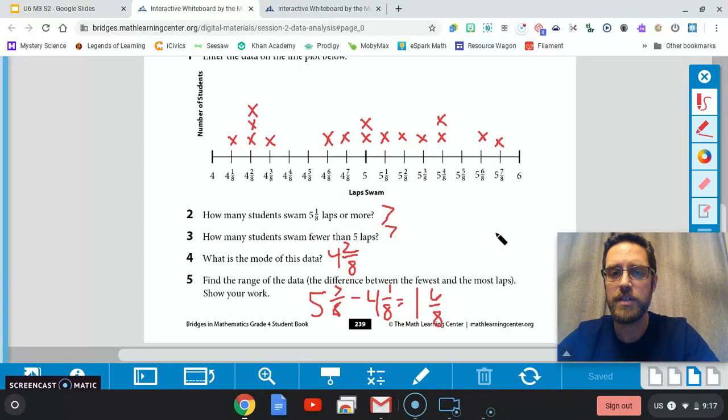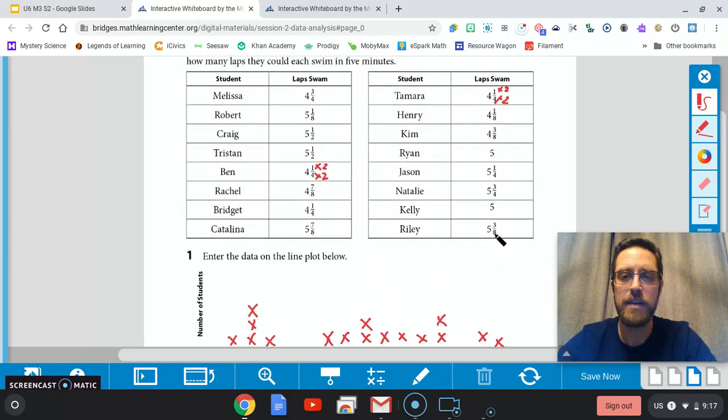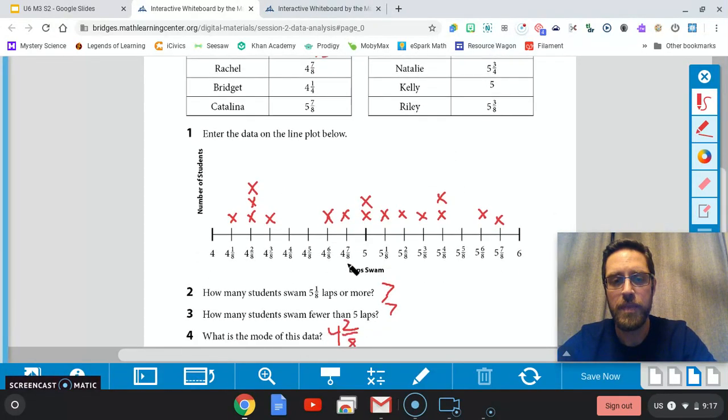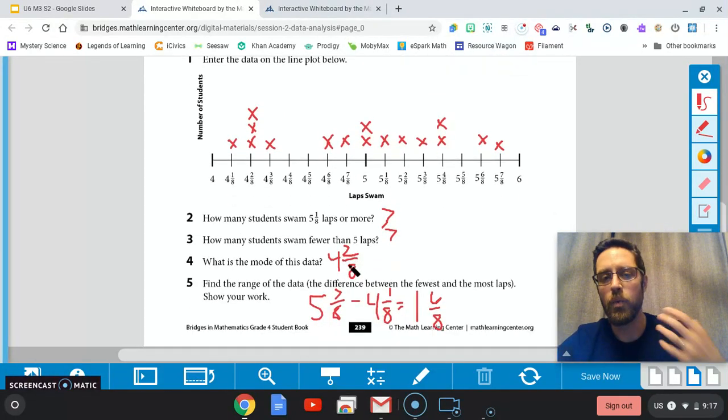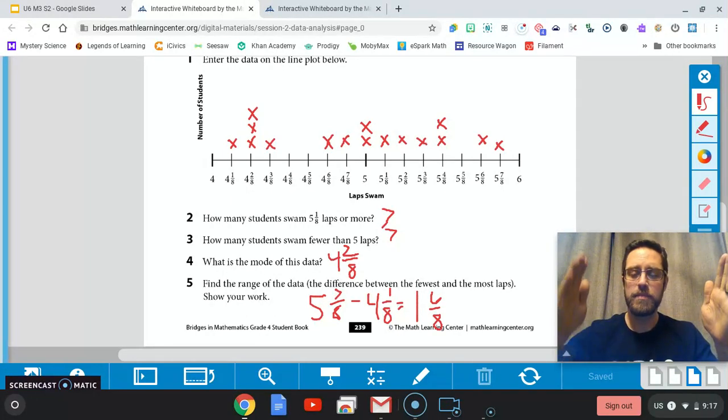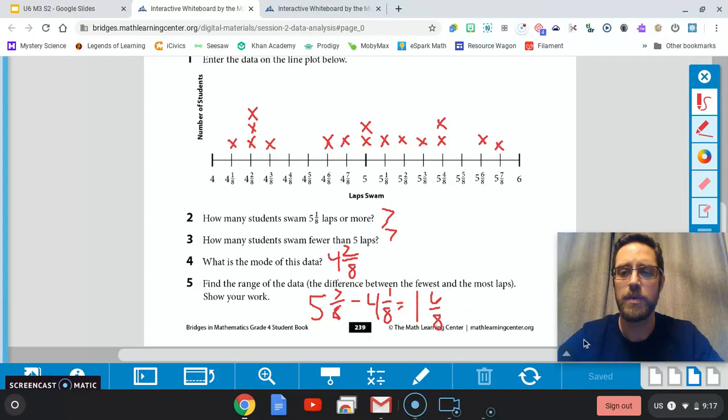So here just kind of shows you how we can take a set of data that we have collected, put it into a line plot form, and then answer some questions specifically focusing on mode, which means the most, which one occurs most often in the set of data, and the range, from the largest number in our data set minus the smallest number in our data set, and what is the difference between those two numbers.